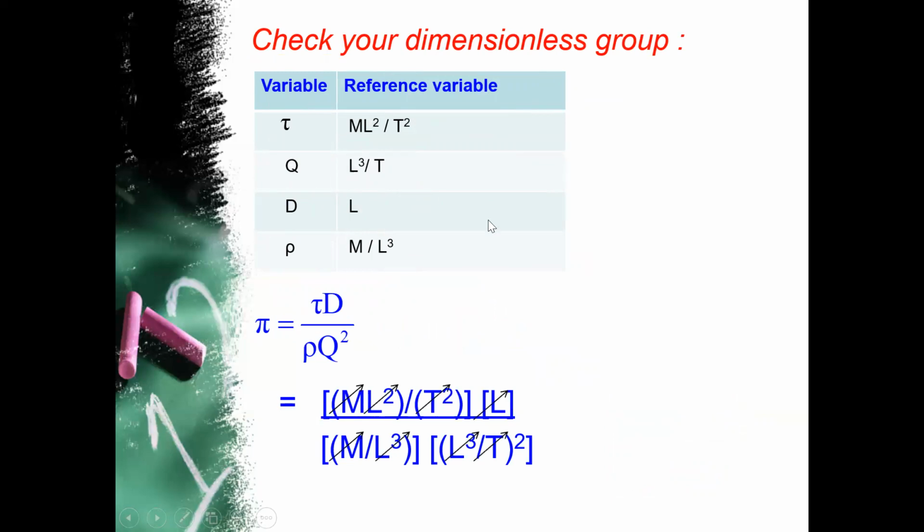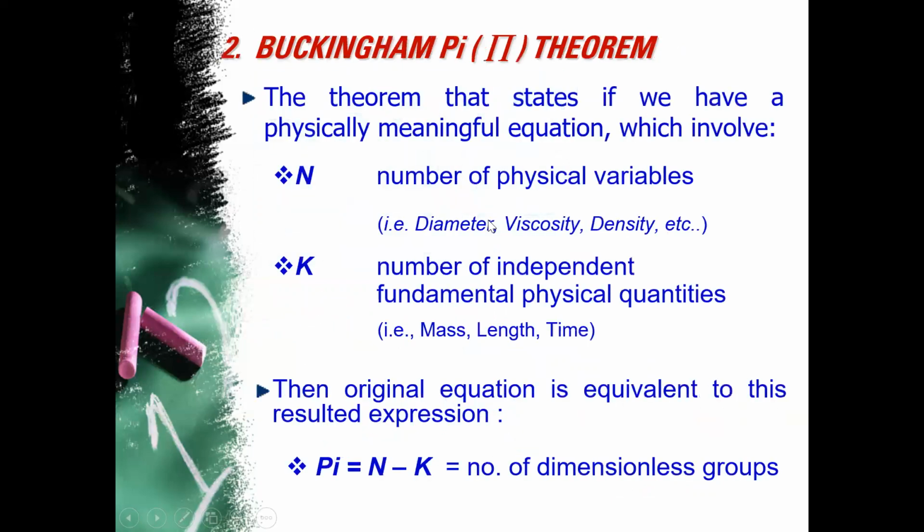Okay, so let's look at the second method now, which is the Buckingham pi theorem. For this, the theorem states that if we have a physically meaningful equation, and then we have a number of physical variables, this is the n, the one that I mentioned just now, the total number, four for example. This is the first number, the n number of variables. And then the second one, we have K. K is the number of independent fundamental physical quantities.